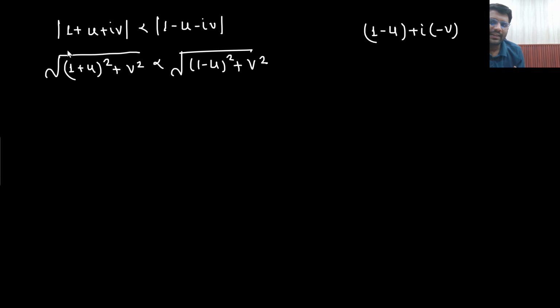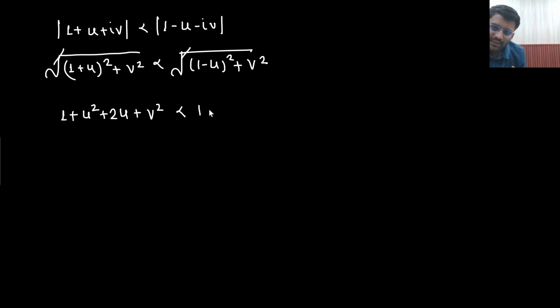Say yes or no. Can I cancel out under root to under root? Yes, sir, both are positive values. Surely I can cancel out. Under root 5 is greater than under root 3. Then if you cancel out, 5 would be greater than 3. There is no doubt about it, right? So 1 square plus u square plus 2u plus v square is less than 1 square plus u square minus 2u plus v square. So from here 1 gets cancelled out, u square gets cancelled out, and 4u should be less than 0. That means u being less than 0.